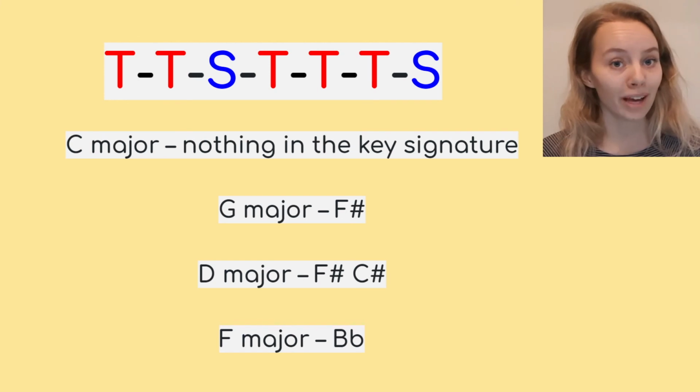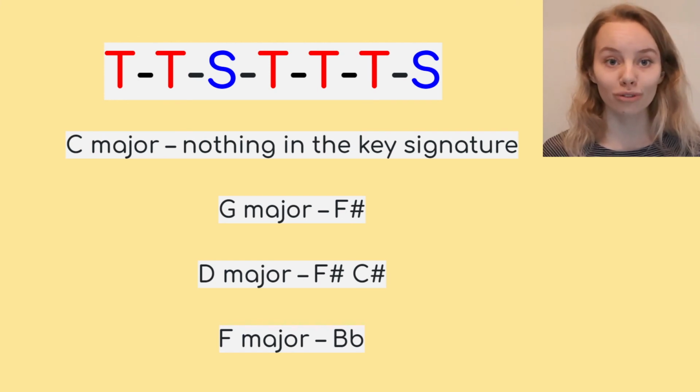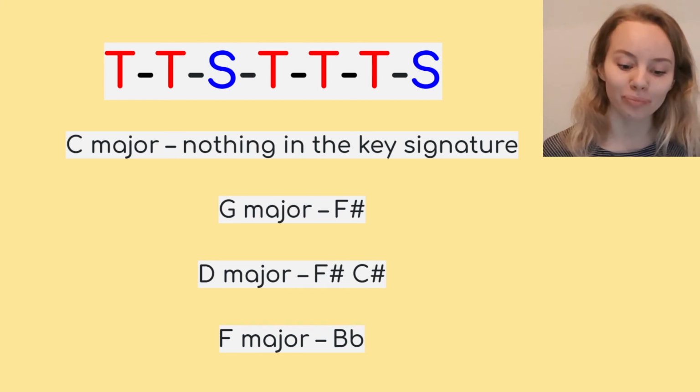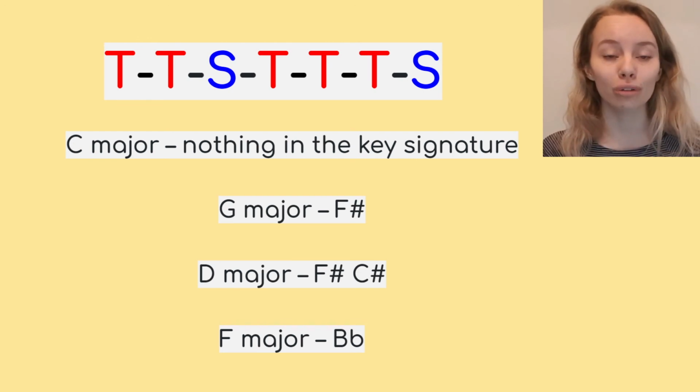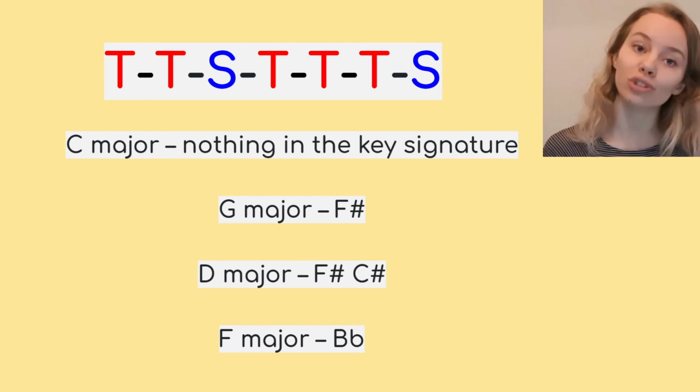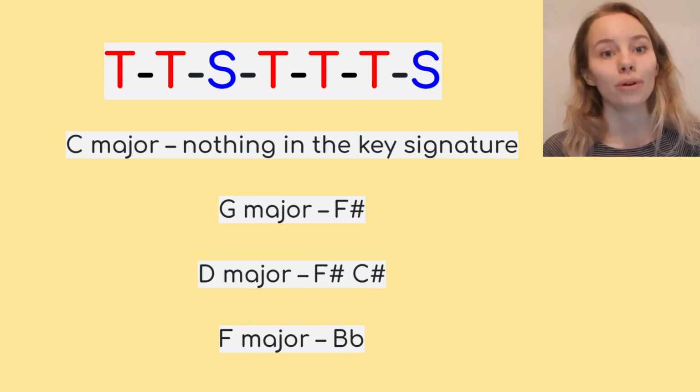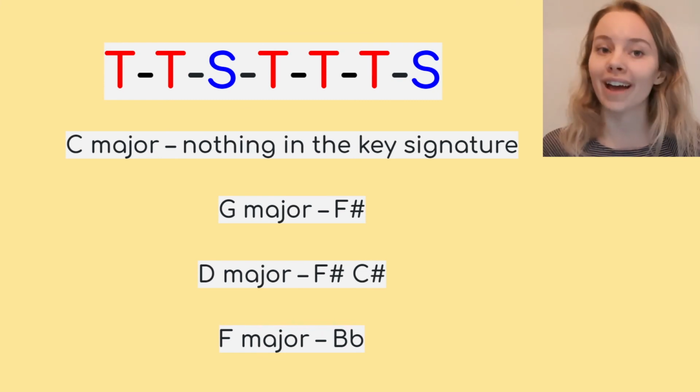Then we looked at G major and we applied our formula of tones and semitones, which gave us F sharp in the key signature. We also looked at D major, which gave us F sharp and C sharp. And then finally we looked at F major, which gave us the B flat. So putting into practice that formula of tones and semitones and knowing what's the difference between your tones and semitones, putting that into practice on your keyboard, you can work out any major scale.